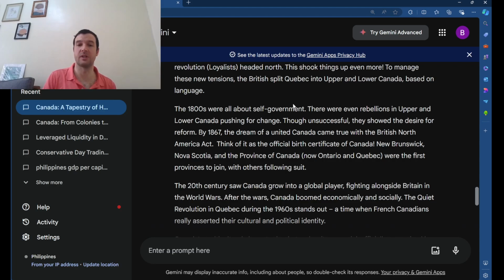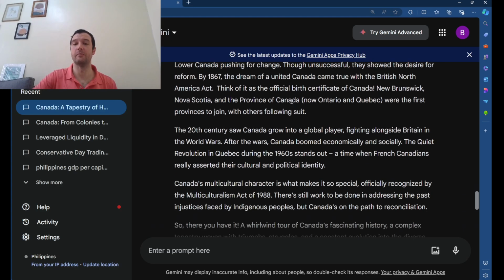The 20th century saw Canada grow into a global player. So 20th century is the 1900s. Fighting alongside Britain in the World Wars, so both World War I and World War II. After the wars, Canada boomed economically, and boomed is like a bomb going off, economically and socially. The Quiet Revolution in Quebec during the 1960s stands out, a time when French Canadians really asserted their cultural and political identity.